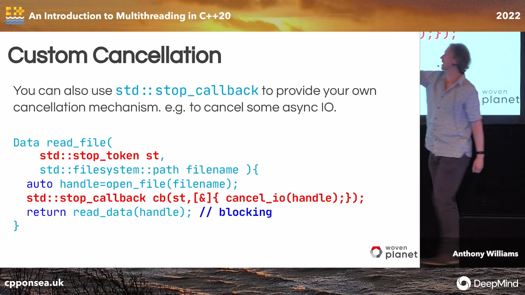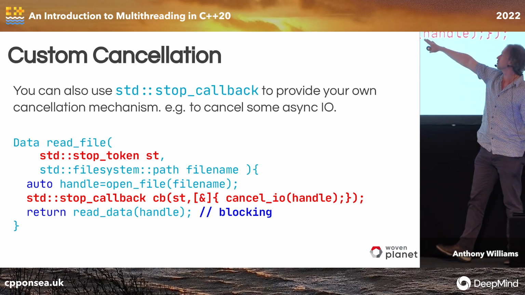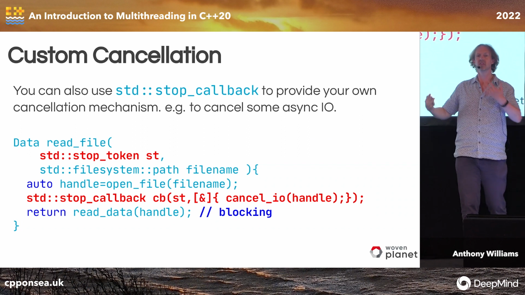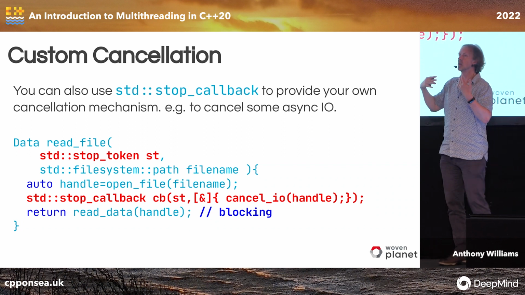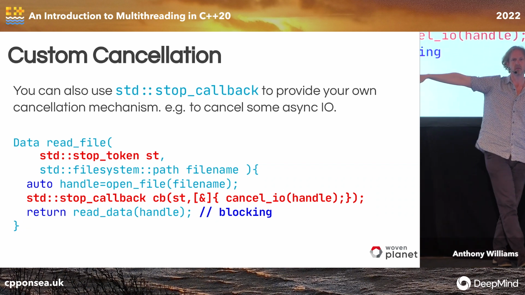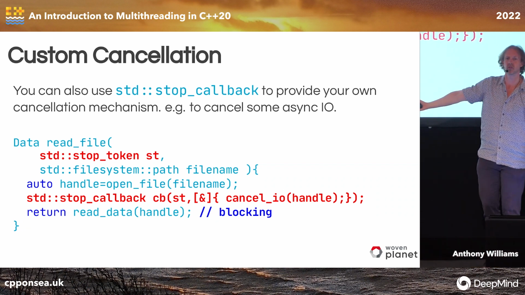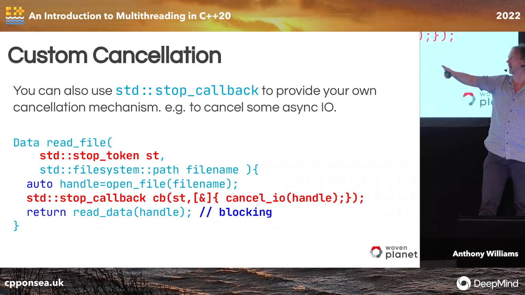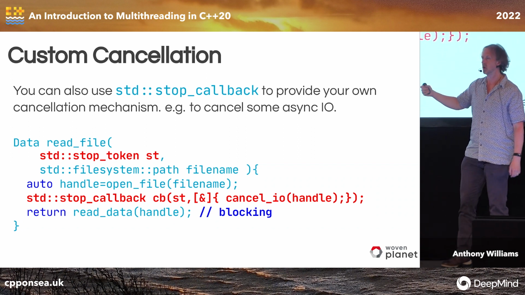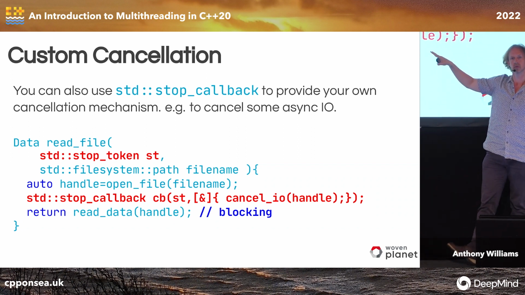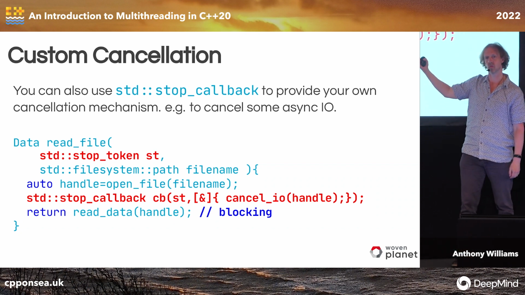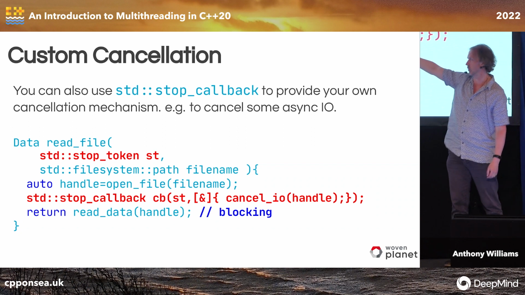And so we've got here a reference to the handle, and we cancel the I/O on that handle. And so if somebody calls request stop whilst we're doing some read data here, we're doing our I/O on the file, and it hasn't yet finished, then the call to request stop will then call cancel I/O, and yes, this runs in the thread that calls request stop. So it will cancel the I/O and it's all done.